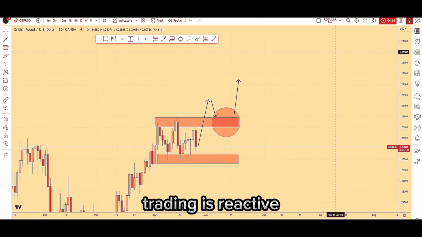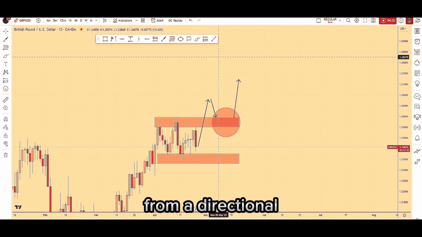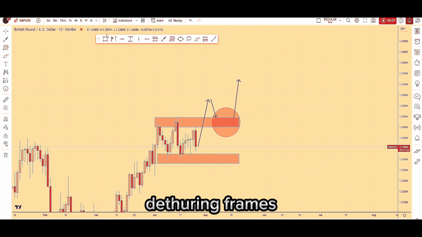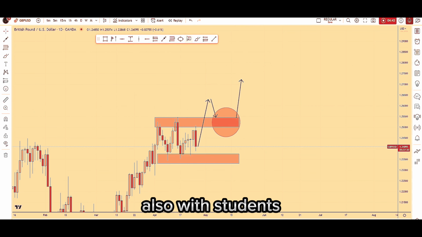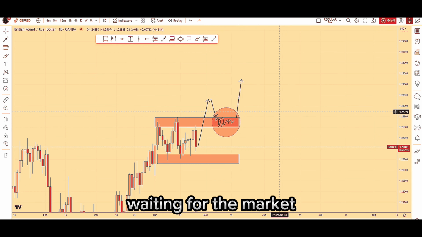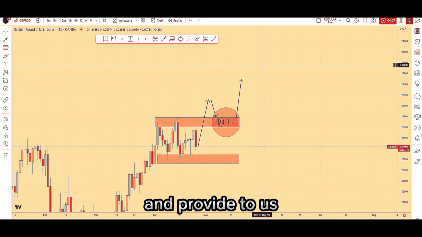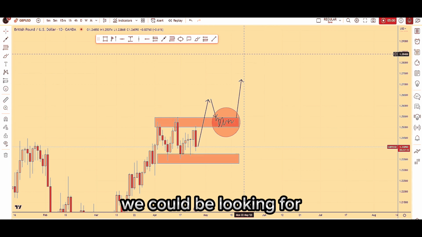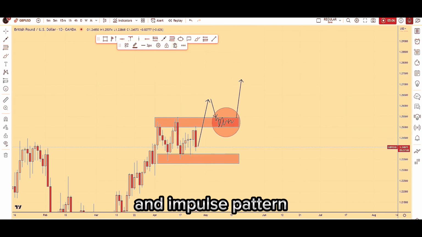Well, as usual, trading is reactive and not predictive. The monthly, weekly, and daily, those are the best time frames from a directional perspective. However, when it comes to confirmations and entries, the best time frames are the intraday time frames, so 4 hour and lower. Therefore, what we could be doing, potentially also with students, is monitoring price action from an intraday perspective during this move to the downside, waiting for the market to shift from an intraday bearish market as we would have to an intraday bullish market. And if the market would shift from an intraday bearish to bullish market and provide to us one of our valid entries, at that point we could be looking for a potential rejection to the upside for the market to potentially complete this impulse correction and impulse pattern to the upside.